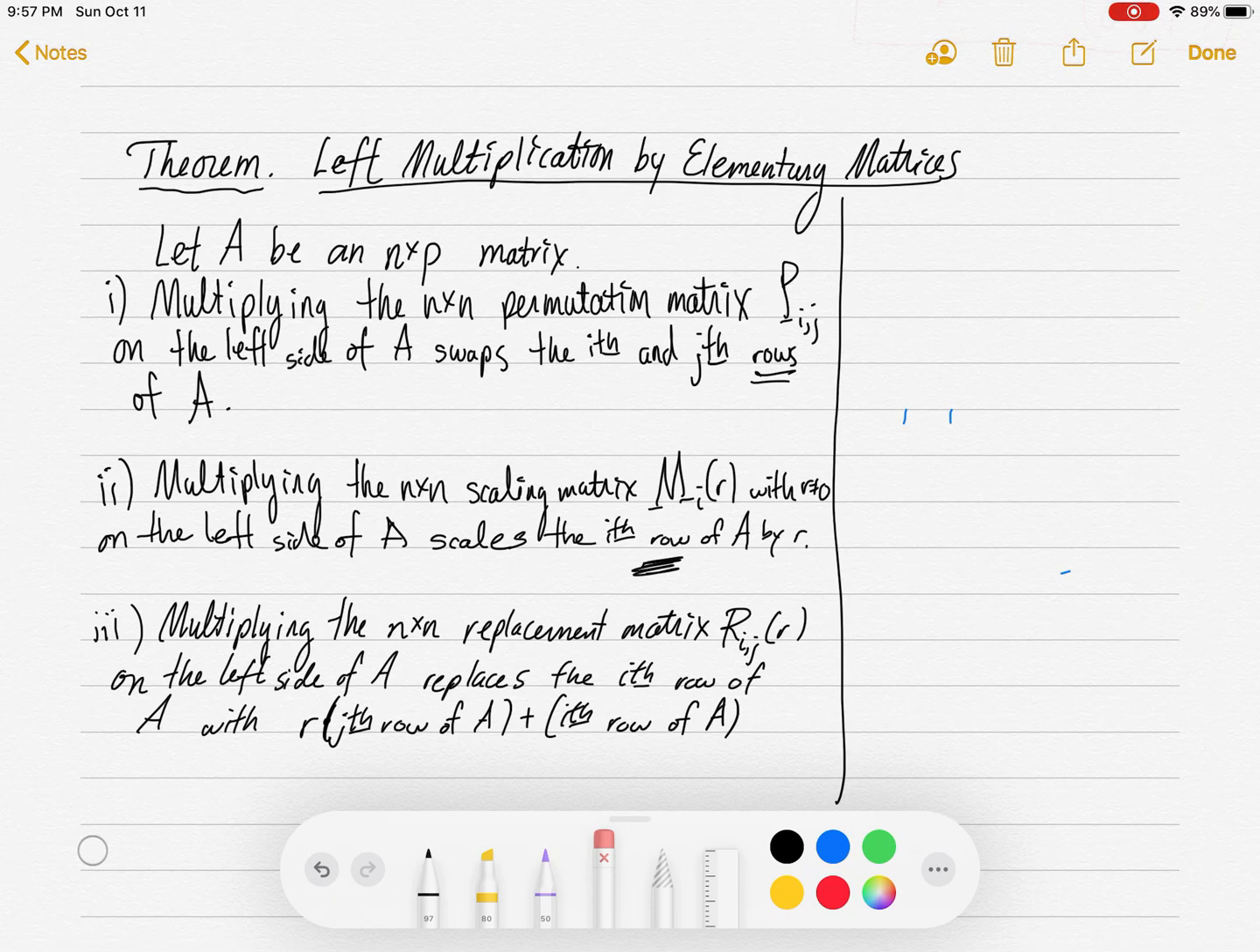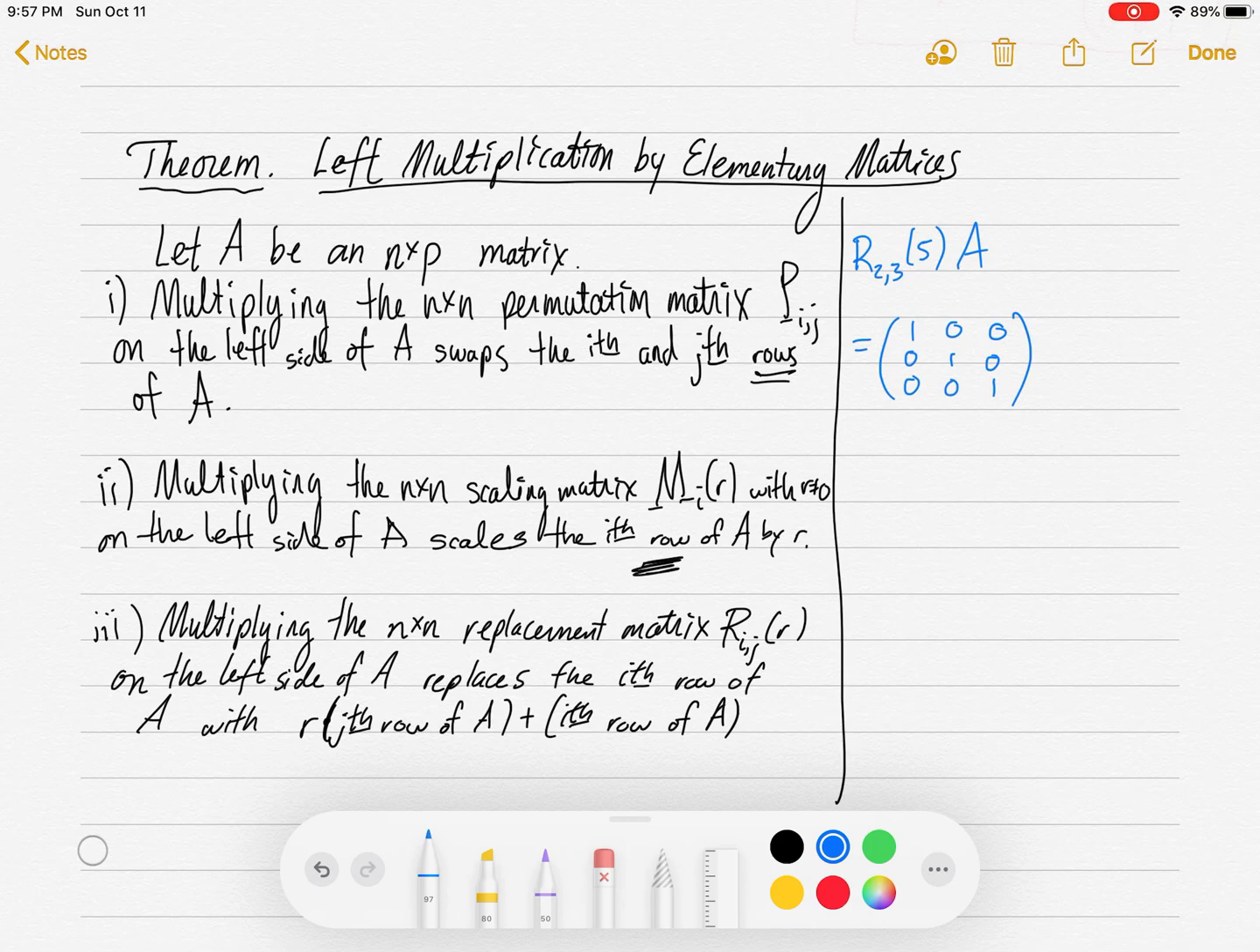Let's actually do this. Let's do an example. Let's do R23 times A. How about that? So I'm going to take R23 of 5, let's say. R23 of 5 times A.